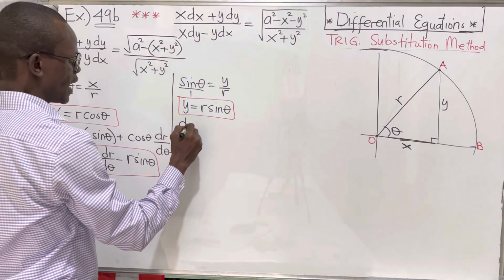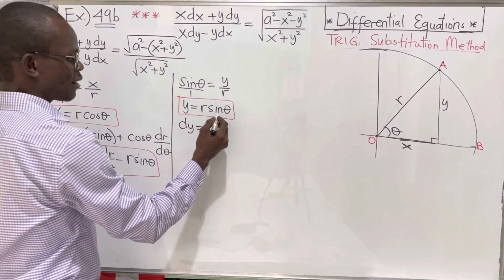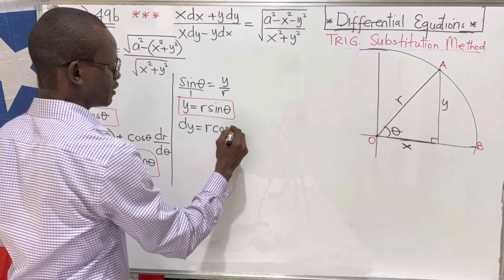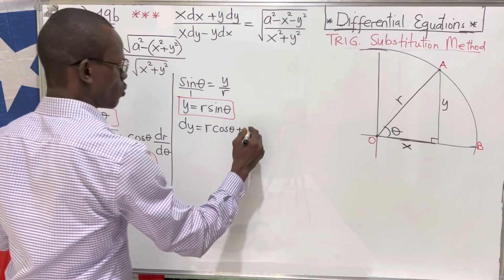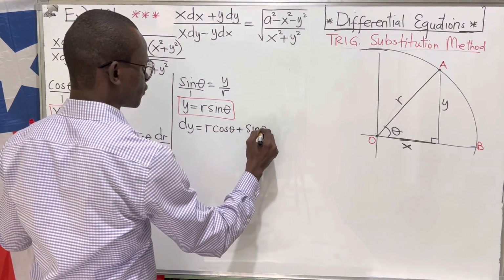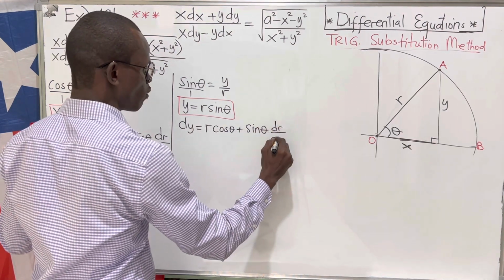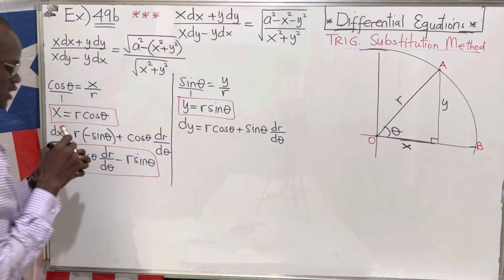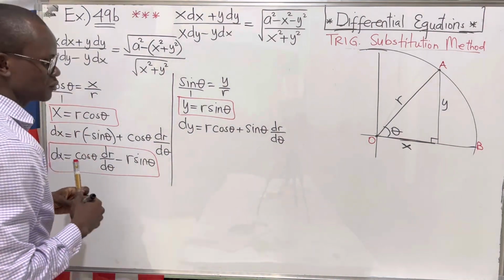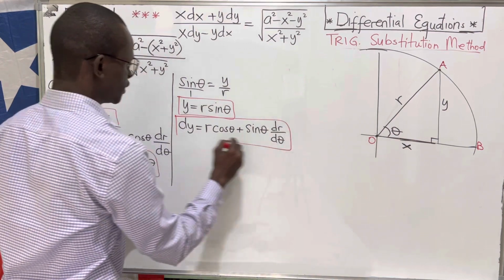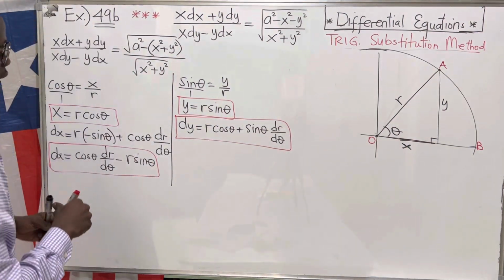So since we've gotten our y, what we need is to get our dy by just differentiating this y. So we get dy now equals, we hold r and differentiate sine, we get r cos of theta, plus we hold sine of theta and differentiate r, we just get 1. So we attach the dr over d theta since we have differentiated r, because r is a function. So we've gotten dy and we've gotten y.